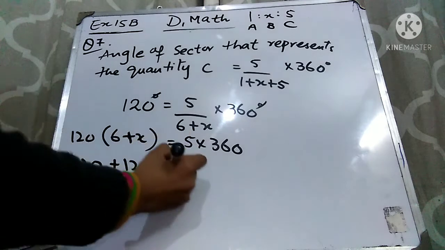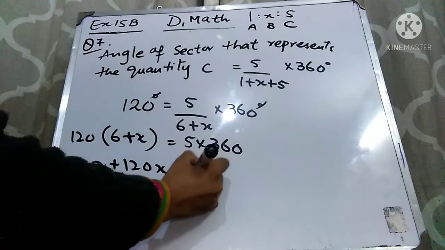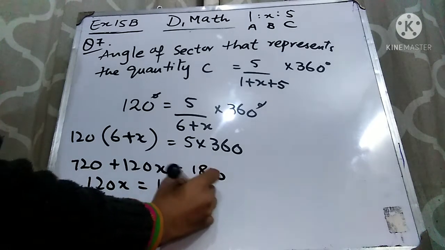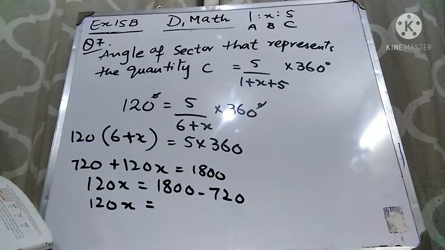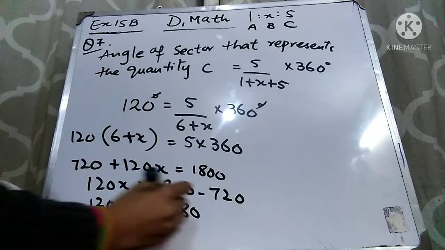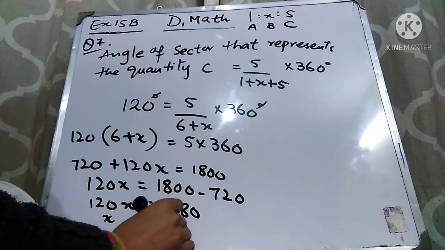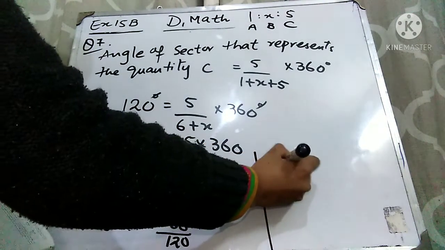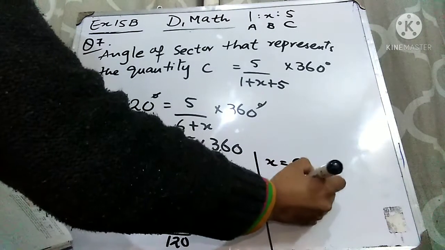When you multiply 360 with 5, you get 1800. Students, this 720 is being added over here, so it will go to the other side and be subtracted: 120X is equal to 1800 minus 720, which is 1080. This 120 is multiplying with X, so it will come to the other side and divide. When you divide 1080 by 120, you get the value of X, which is 9. So the value of X is 9.